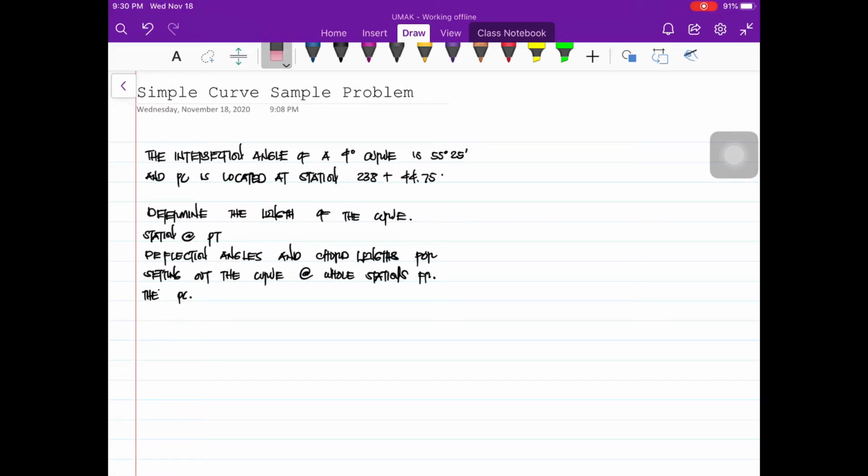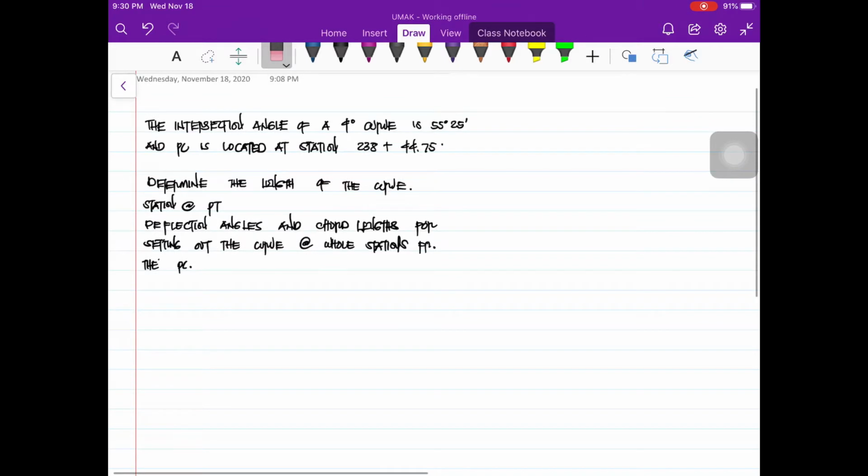Hello. Our topic for today is simple curve sample problem. This is not the usual simple curve problem. This is more of how you are going to do field location determination of the points or stations in a simple curve. So this is a problem.